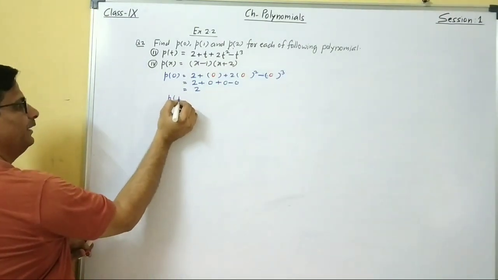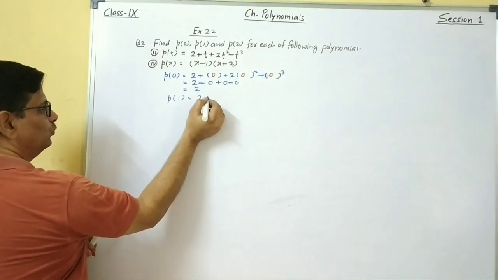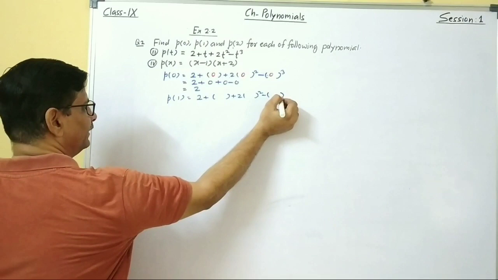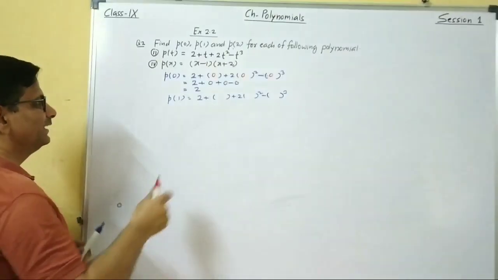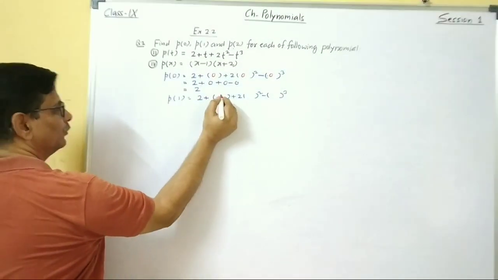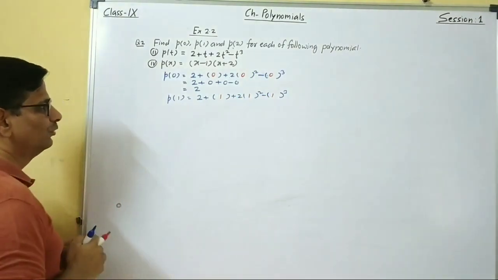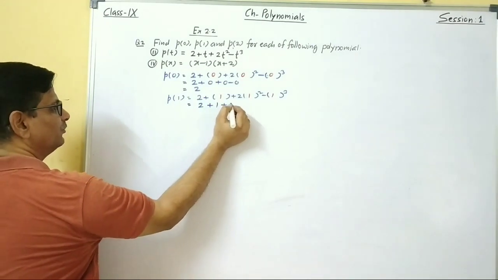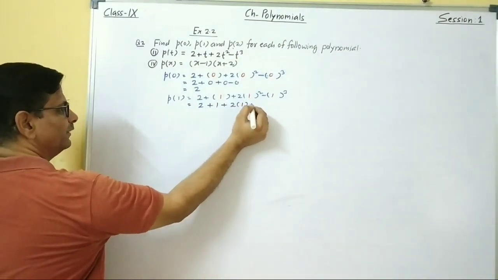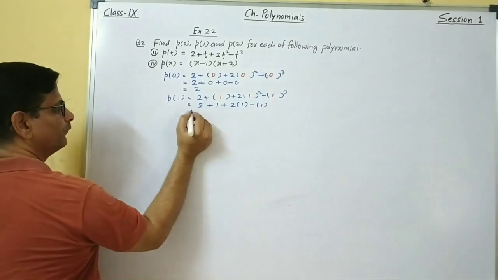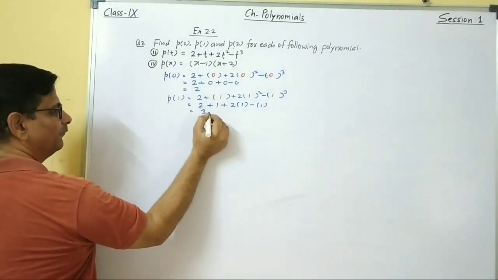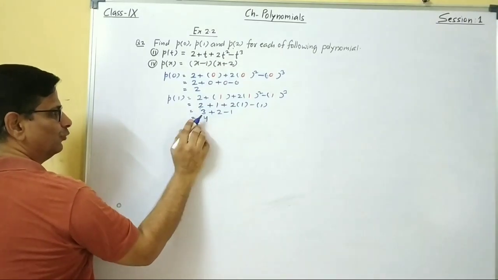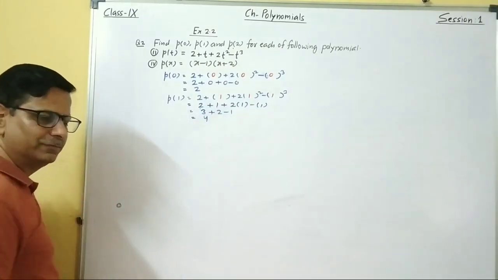Now p1. I will write 2 plus t plus 2t square minus t cube. Now wherever t is, I will write 1, so 1, 1, 1. Okay. And I will get 2 plus 1 plus 2, 1 square is 1, minus 1 cube is 1. So 2 plus 1 is 3, plus 2, minus 1, and our answer will be 4. 3 plus 2 is 5, 5 minus 1 is 4.